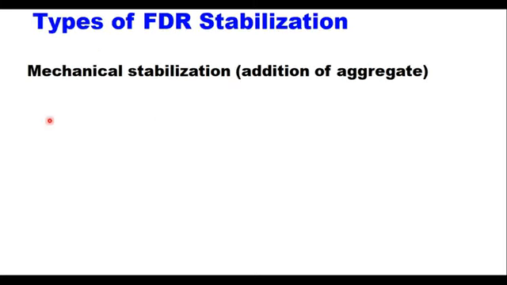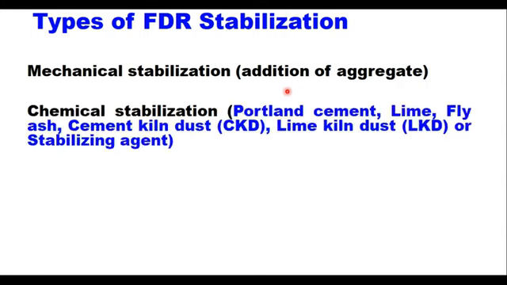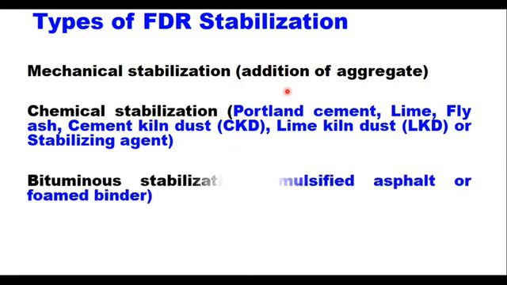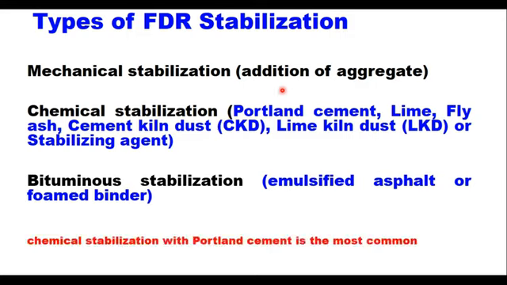In case of mechanical stabilization, aggregates are added to meet the deficiency of the grading, whereas in case of chemical stabilization, Portland cement or lime or fly ash or cement kiln dust or lime kiln dust or maybe a combination of these or some commercially available stabilizing agent is used to stabilize the layer. Whereas in case of bituminous stabilization, emulsified asphalt or foam binder is used. But chemical stabilization with Portland cement is the most common type of FDR stabilization in the country.